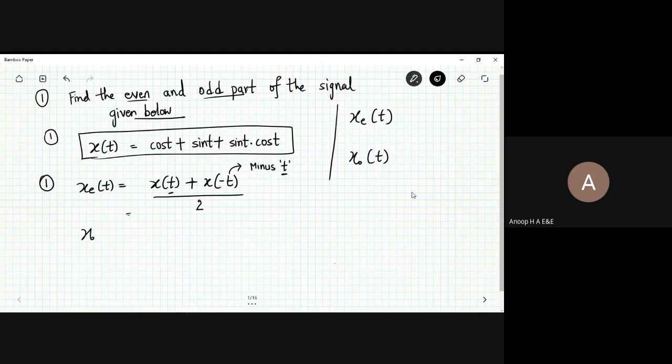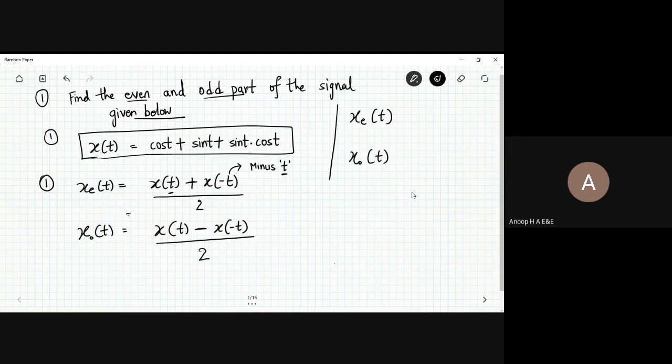Next, x odd of t. How can you write it? You can write it as x of t minus x of minus t, divided by 2.